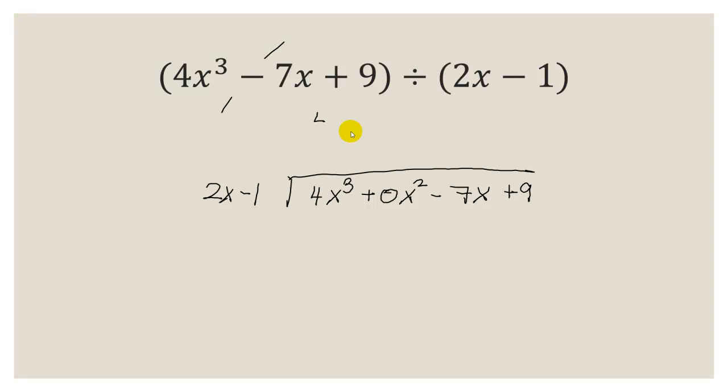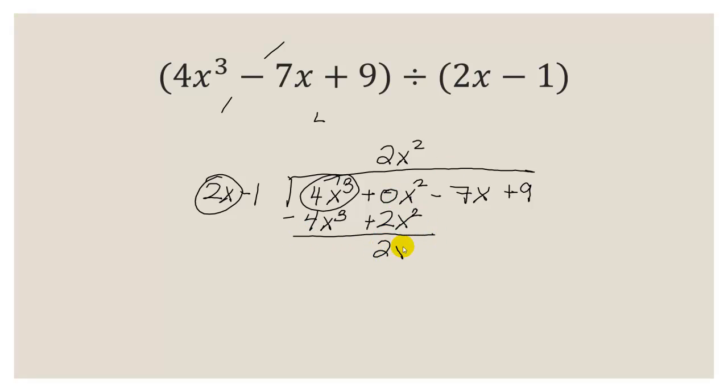All right, let's get going. So again, looking here and looking here, what times 2x gives you 4x cubed? Well, that would be 2x squared. So you see why we wanted to put that x squared term in there. So we'll put our 2x squared over the x squared term. Now you multiply. 2x squared times 2x gives you 4x cubed. Again, those should always match. And then 2x squared times negative 1 gives you minus 2x squared. Subtract these lines means you change the sign of everything, and then you add them together. So 0 plus 2 just gives you 2x squared, and these always cancel out. All right, and then we bring down the next term.